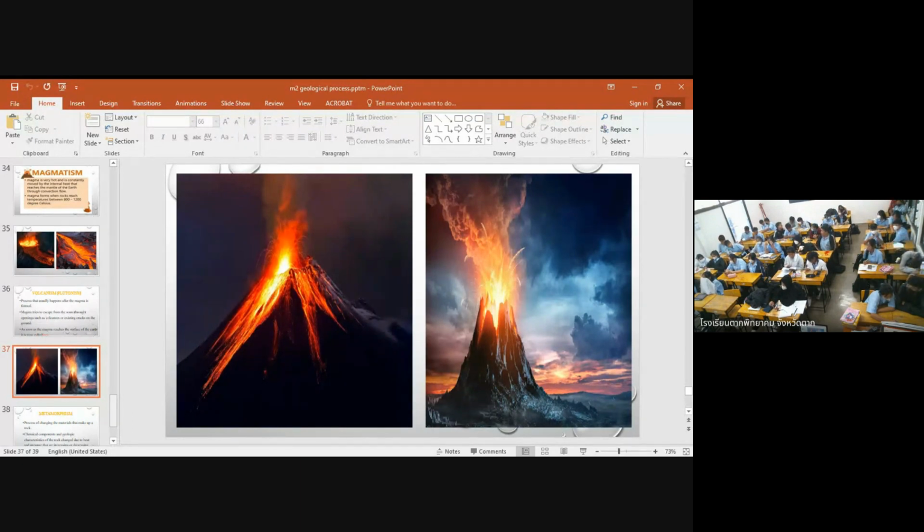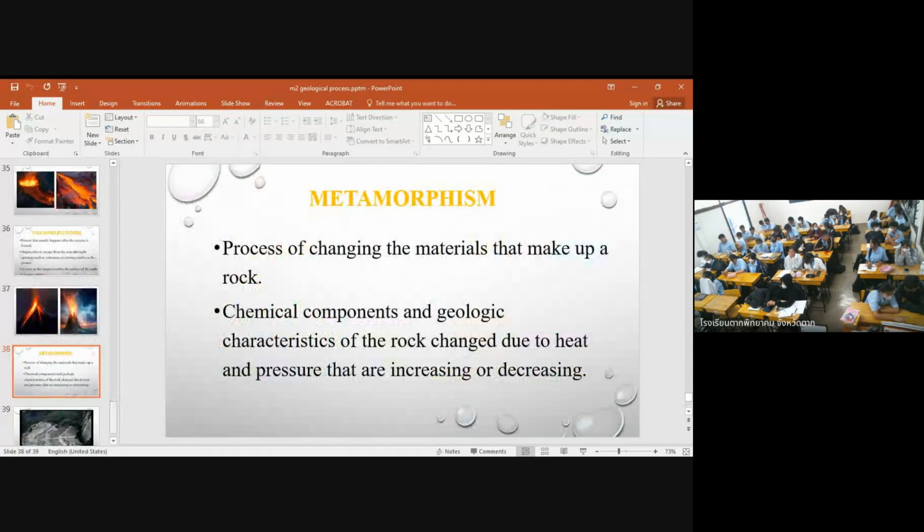Again, what are the three types of mass wasting? We have the mud flow, debris flow, and slump. Okay. So this is the volcano, and we have the metamorphism. It is a process changing the materials that make up the rock. So this one is very important because they are the ones who process the changing of rock.